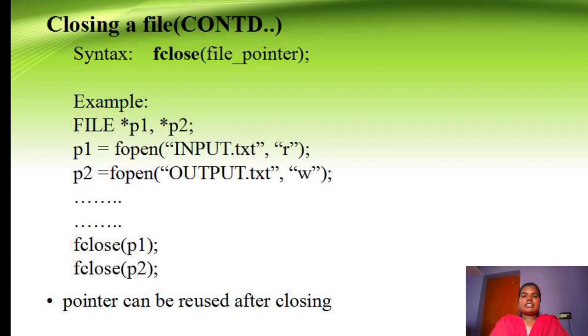So let's see the syntax. For this, we need to use the keyword fclose, then the file pointer. Example: FILE *p1, *p2; p1 is equal to fopen(input.txt, read mode r), and p2 is equal to fopen(output.txt, write mode). fclose(p1) and fclose(p2). Here the fopen statements open the files, and fclose closes the file. And the same file pointer can be reused after closing the file.